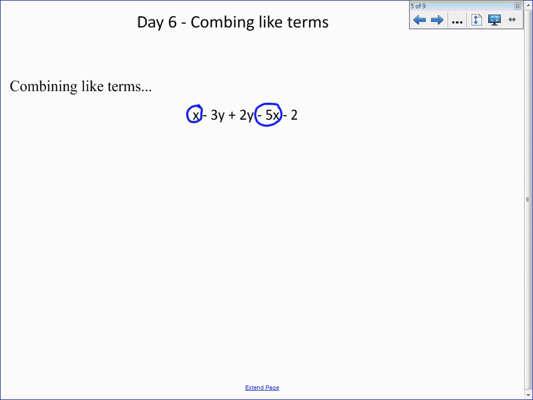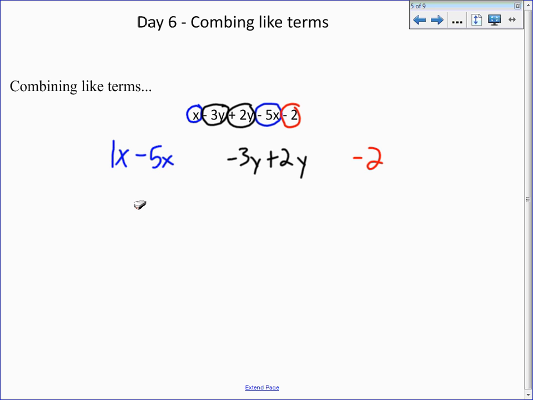Notice again I took the sign out in front. And then you have a minus 3y with the 2y. And then you finally have the minus 2. So if we write these out, we're going to have the x minus 5x, negative 3y plus 2y, and then the minus 2.